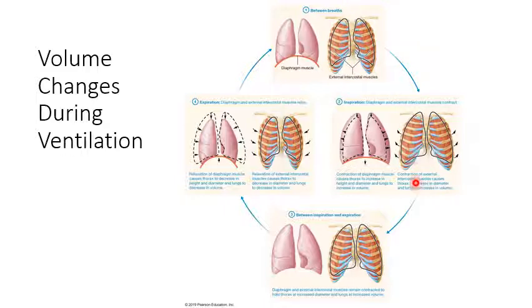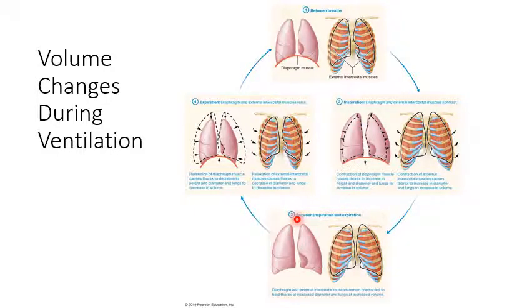Then when you're going to draw in air for inspiration, the diaphragm will contract. That pulls the bottom of the thoracic cavity down and expands it. Then also your external intercostals are going to contract, lifting the ribs up and away from each other. So overall, the volume of the thoracic cavity will go up and the volume of the lungs will go up as well, assuming the intrapleural pressure is lower than intrapulmonary pressure. This is going to create a lower intrapulmonary pressure than atmospheric pressure, and air will move into the lungs.